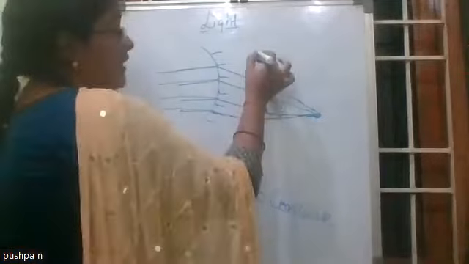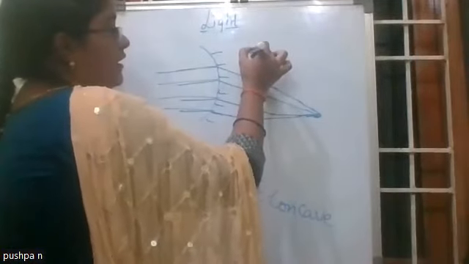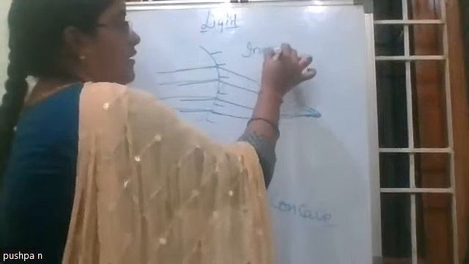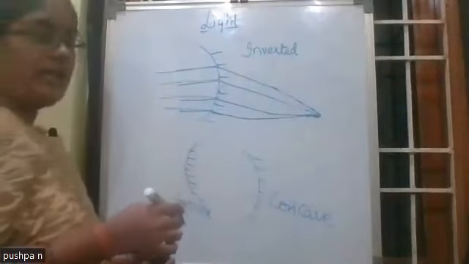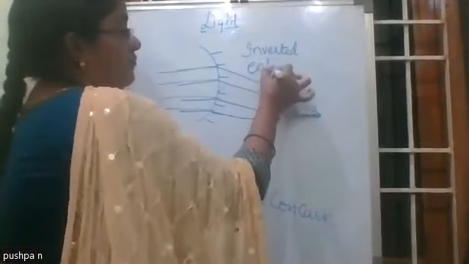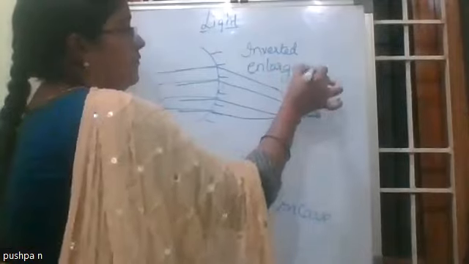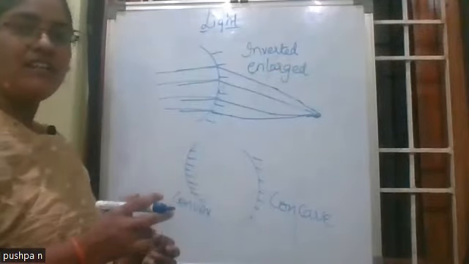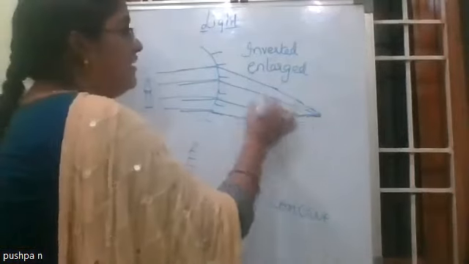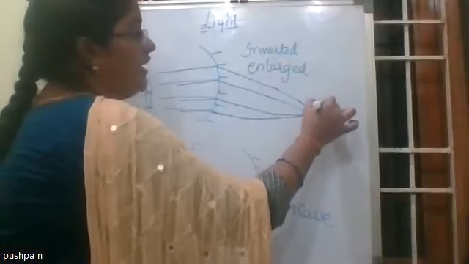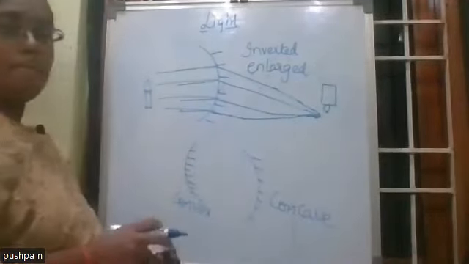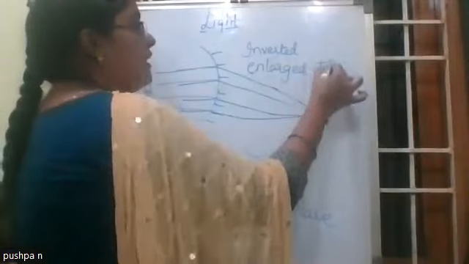But here, the image will not be erect. Here it is an inverted image. Inverted. Here it is enlarged. Inverted means what? If you take a candle here, you can observe the candle is inverted, like it will be reversed. But the size of it will be very big.